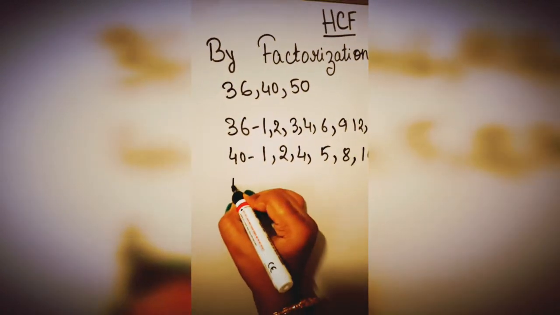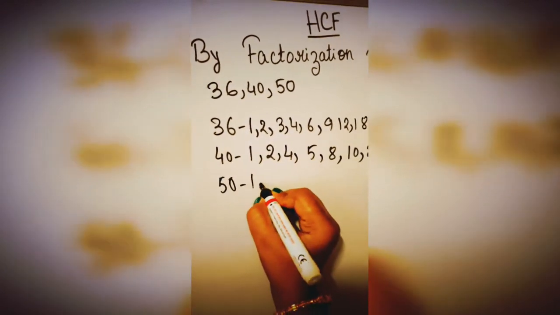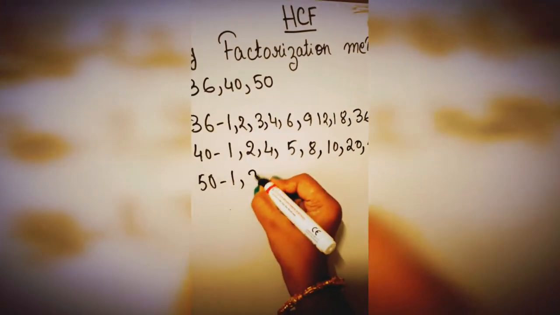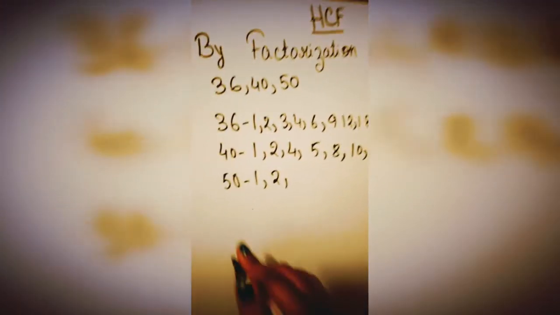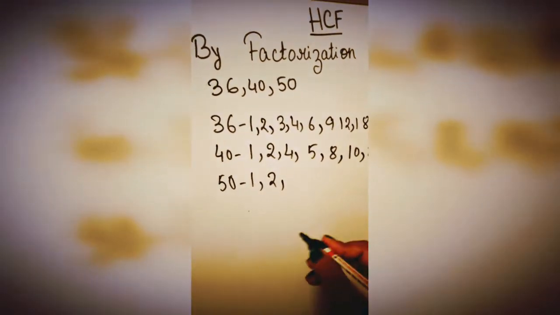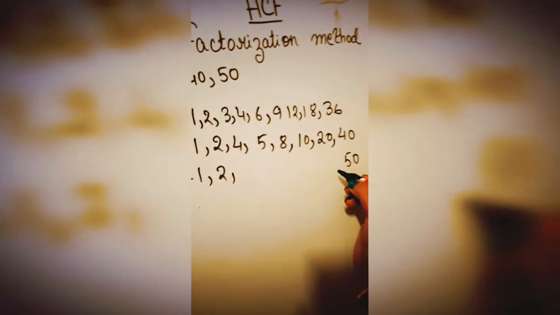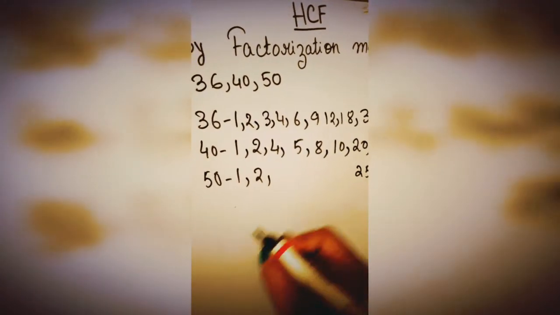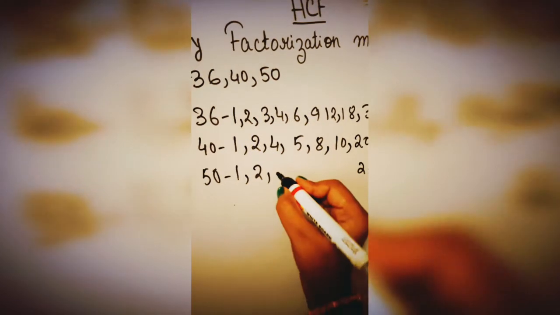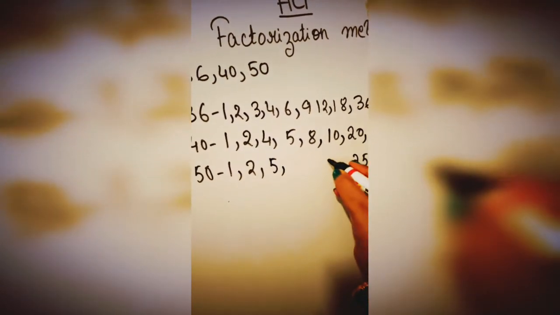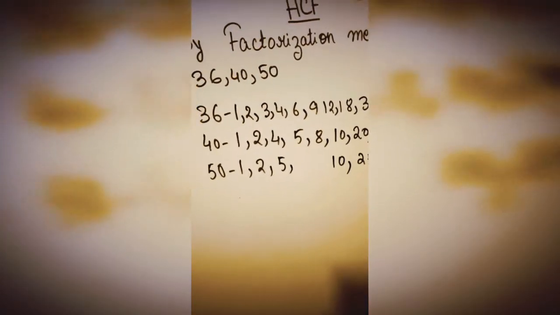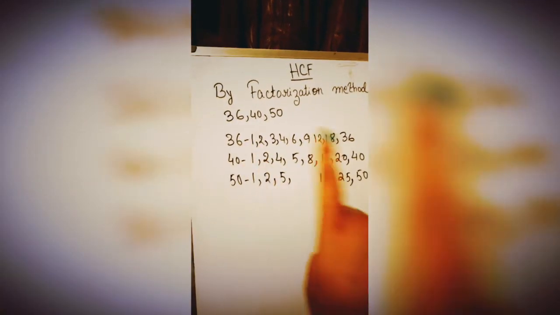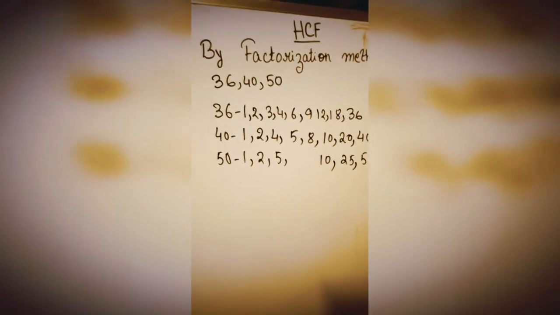Then comes 50. 1 into 50. 2 into how much? If you don't know, you can just do a rough check. So 2 into 25. Then 3's table it will not go, 4's table it will not go, 5's table it will go, 5 into 10. So that's it. So here we have got all the factors of the given numbers.